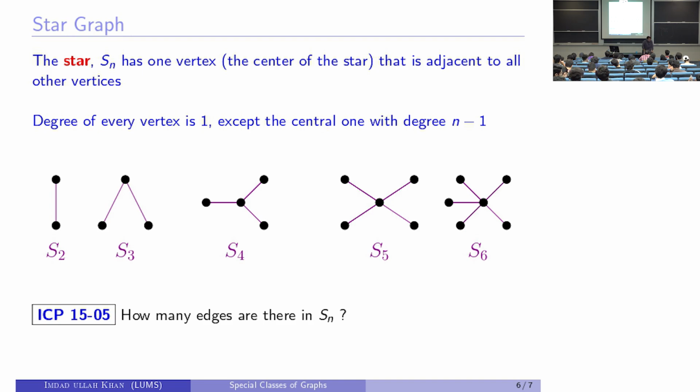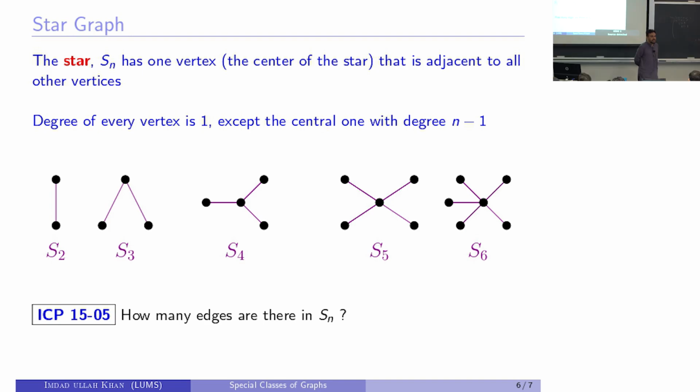N minus 1. Why? Because there are n vertices, and the center one is adjacent to all the vertices. The center one has n minus 1 edges. N minus 1 plus n minus 1, divided by 2. Yes, n minus 1 plus n minus 1. What is that? Not the value, but what is it? The first n minus 1 is from excluding the central vertex. All others are connected with exactly one. But what are you doing when you add them? What does n minus 1 plus n minus 1 represent?